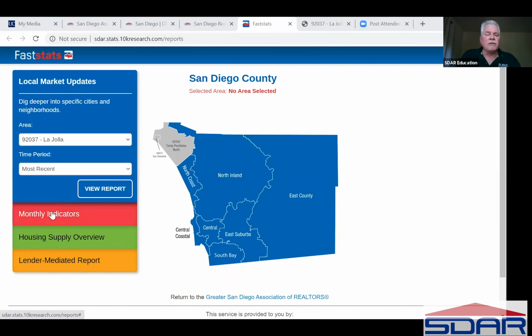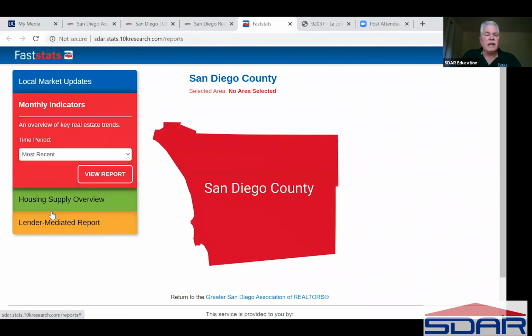I'm going to go to my monthly indicators. When I click on my monthly indicators, now my monthly indicator is going to be San Diego County. There is no subsection to this.